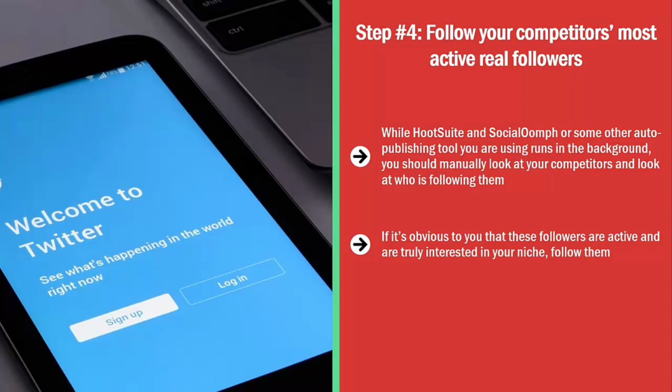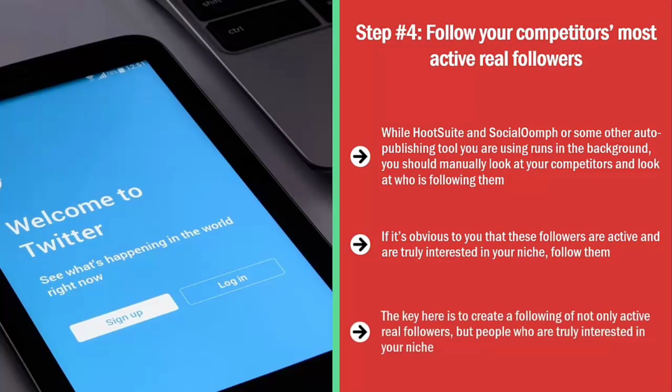The strategy here is pretty simple. On Twitter, a certain percentage of people will automatically follow you back when you follow them. Not everybody does this, but around 20 to 30% of people will do this. The key here is to create a following of not only active real followers, but people who are truly interested in your niche. If you do this right, you build a tremendous amount of credibility with the high-quality curated content that you're sharing, and this can draw eyeballs to your Layer 1, Layer 2, Layer 3 content, and this can lead to traffic to those pages.